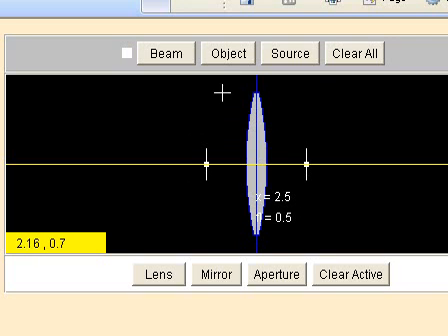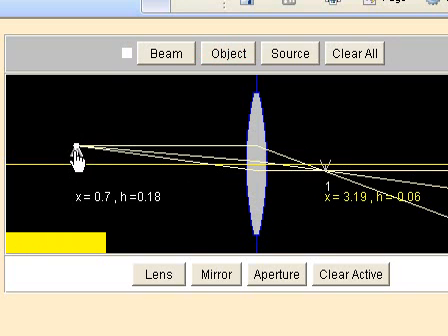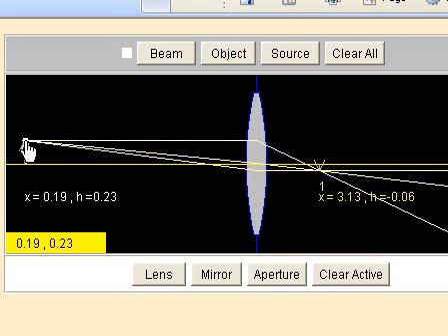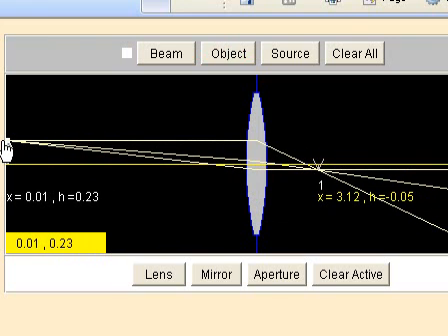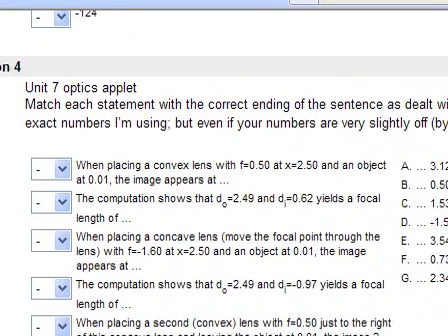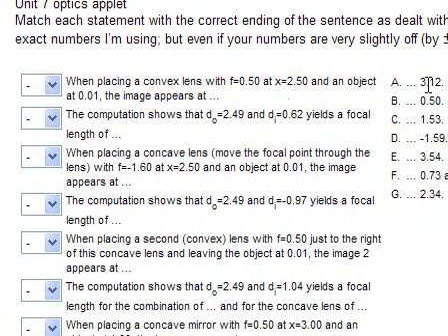And then an object, click on object, click in here, and move the object to x equals 0.01, so to the very left. And then here it says that the image appears at x equals 3.12, and when I look at the list, indeed one of the answers is 3.12, and that's the one I'm going to choose. And then the same thing with the rest.